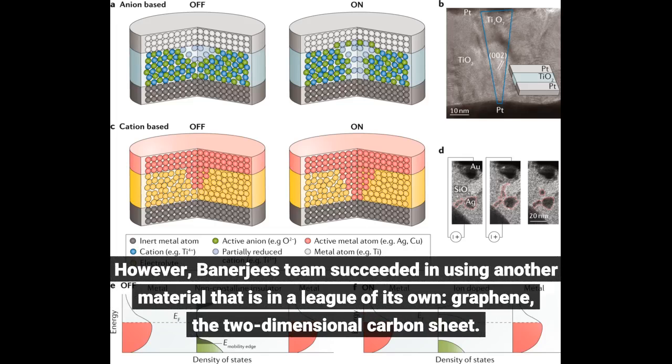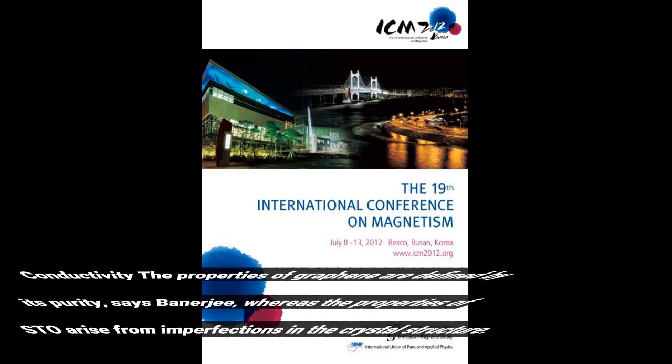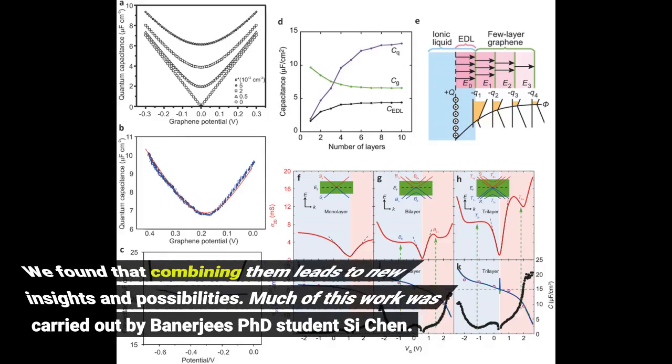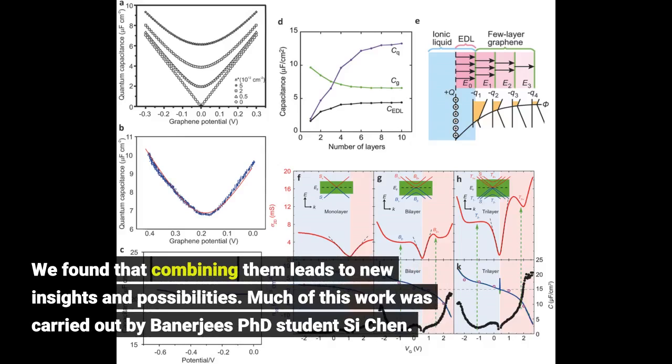However, Banerjee's team succeeded in using another material that is in a league of its own, graphene, the two-dimensional carbon sheet. The properties of graphene are defined by its purity, says Banerjee, whereas the properties of STO arise from imperfections in the crystal structure. We found that combining them leads to new insights and possibilities. Much of this work was carried out by Banerjee's PhD student Si Chen.